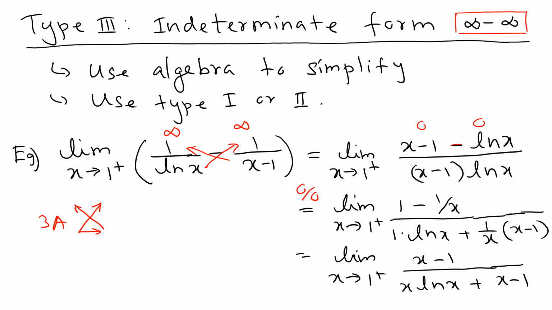You can see now what will happen when x goes to 1 plus. It's again a 0 over 0 problem. The reason is this term goes to 0, and this term goes to 0, and also that term goes to 0. So it's a 0 over 0. That means we take the derivative again.